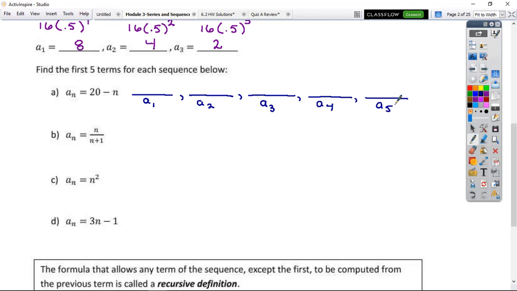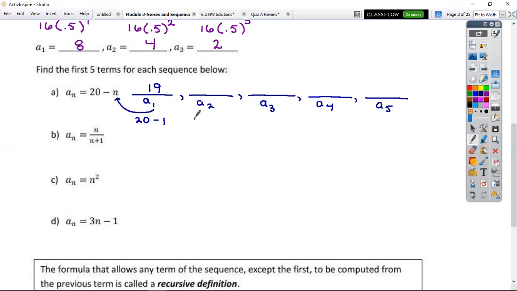When you are given a formula, you're going to take those values and just substitute them in. So if I want to find the first term, that becomes the n right here. So this one becomes your n. My first term is just 20 minus 1, which is just equal to 19. And again, once you've established a pattern, you can certainly use it, but you've got to go at least 3 terms to make sure your pattern holds.